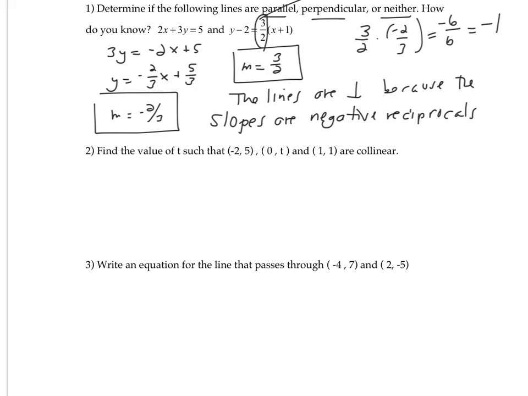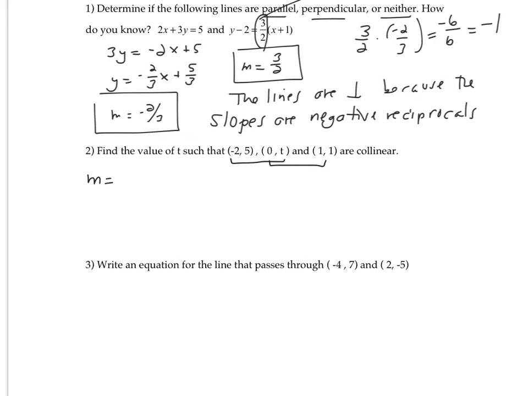Okay, number 2 is actually a homework question, and we talked about it in class, but just to go over it one more time. It says find the value of t such that all three of these points are collinear. So we're going to check out the slopes, because the slopes between the first 2 points and the last 2 points need to be equal in order for all 3 points to be on the same line.